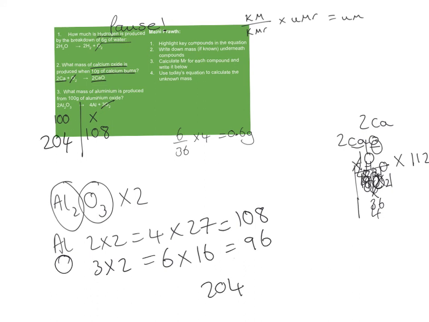Okay, so there is a bit to do, but they are going to be worth quite a bit. So then we're going to do known mass 100, known MR times by unknown MR. So we are doing 100 over 204 times by 108, and that gives me 52.9 grams.